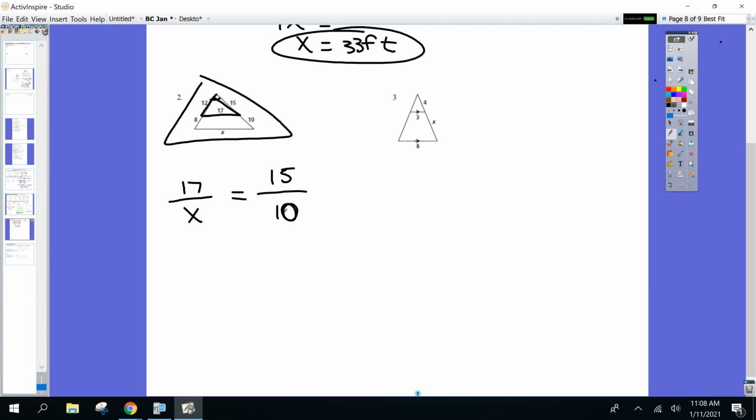10 is not a full side in the big triangle, is it? So you can't use it if it's not a full side. What does the 15 correspond with in the big triangle? A full side of what? 25. 25, yes. So you can only use full sides in these proportions tonight. Do not use partial sides, use full sides. That's the only point I wanted to get across before I let you go. Full sides only in the proportions when you write them.